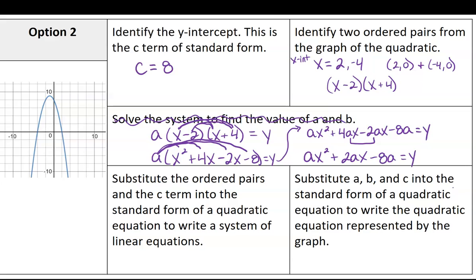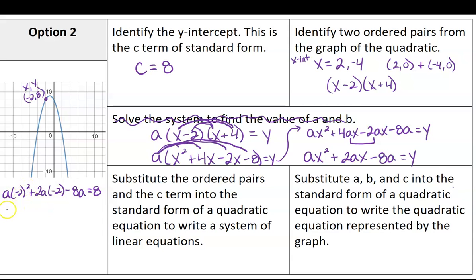So we want to find a third ordered pair. You can pick anything. You can do the vertex, you can do any random point, but it has to be on our parabola. I'm going to pick this random point here at negative 2, 8. This is now going to be my x, and this is going to be my y, so I'm going to plug in negative 2 for x. I'm going to show my work over here. So I have a times negative 2 squared plus 2a times negative 2 minus 8a, and instead of equal to y, I'm saying y is equal to 8. So I have a whole bunch of a's, so I can combine like terms and solve for a this way.